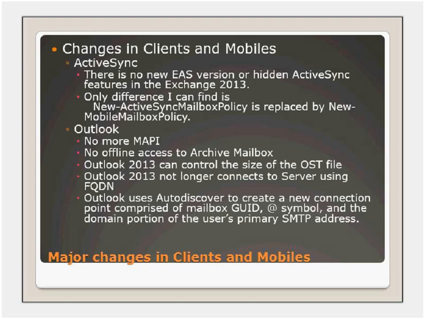So we can have Outlook 2013 running, and then you control the OST's file size so it doesn't go bigger than that. The other thing is that Outlook is no longer going to connect using FQDN. How does it connect? It uses AutoDiscover, but it is going to create a connection point that looks like a mailbox grid at your primary domain name. That is, if you have a domain name like abc.com, your connection will look like your mailbox grid at abc.com.